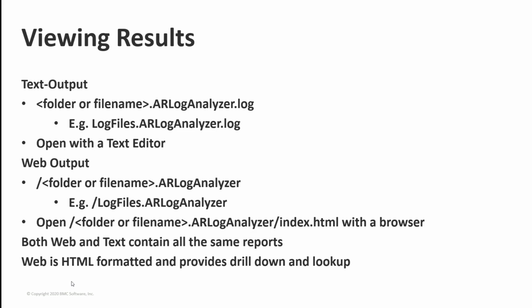Depending on how you run the utility, you're either going to get text output or web output. If you decide to use text output, you're going to end up with a file called the file or folder name that you provided as input .arloganalyzer.log. For example, if you ran it against a file called log files or a folder called log files, you'll end up with a single file called logfiles.arloganalyzer.log, and you can simply open that with a text editor.